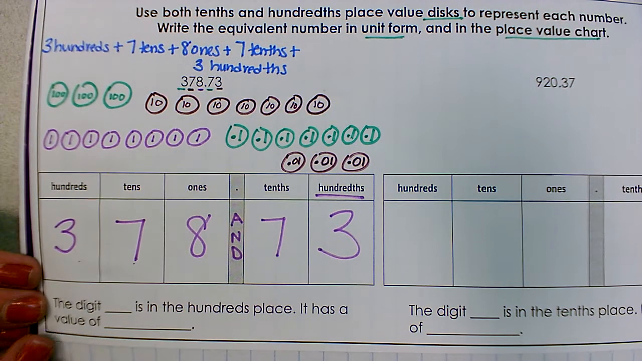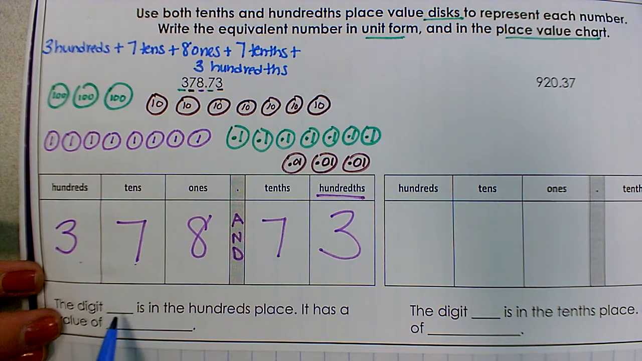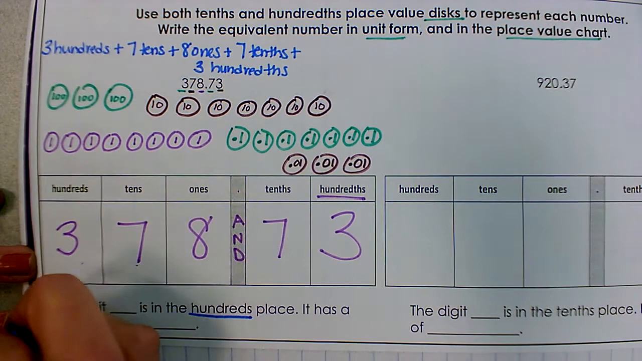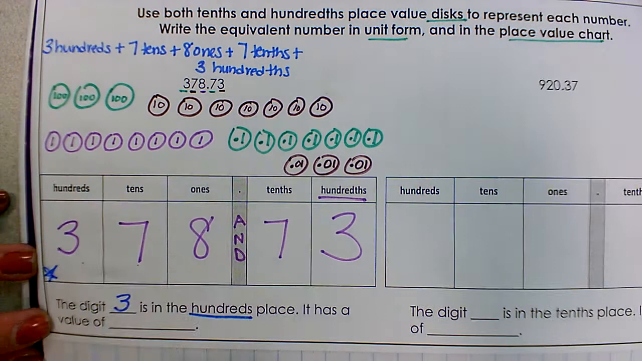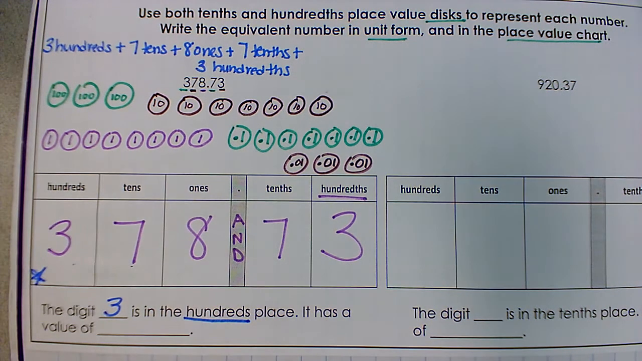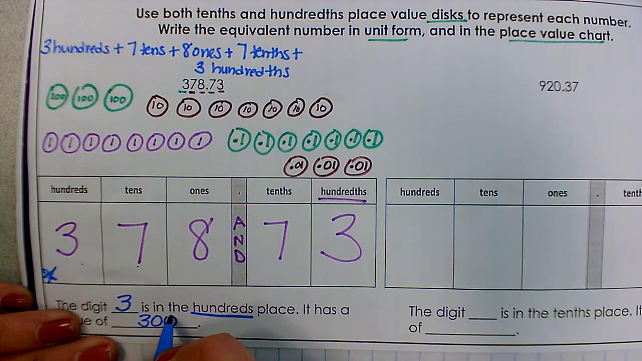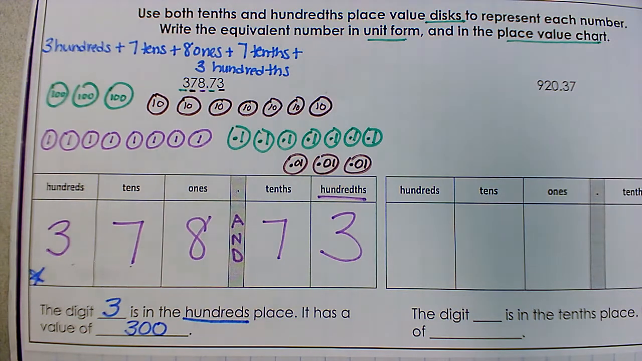Okay, then this last part is we want to figure out the value of these digits. So the digit blank is in the hundreds place. So I'm going to look in the hundreds, and here it is. And the digit that is there is a 3. It has a value of, if I asked you, what is that 3 worth? It's not just a 3, it's worth 300 because of its place value. All right, so we got the hang of that.